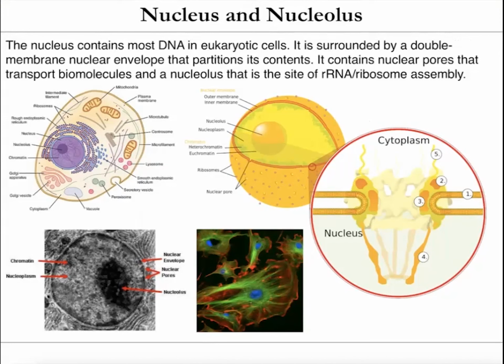So we'll start off with the nucleus and then this structure within the nucleus called the nucleolus. And so this is often called the brain of the cell, but it's not making conscious decisions, and it's not actually part of the nervous system or anything like that specifically. It's called the brain of the cell because it contains most of the DNA in eukaryotic cells. So most of the DNA is stored within this nucleus here. So it's actually surrounded by a double membrane, a nuclear envelope. So this is a specific membrane called a nuclear envelope, and that partitions the inside contents of the nucleus from the rest of the cell.